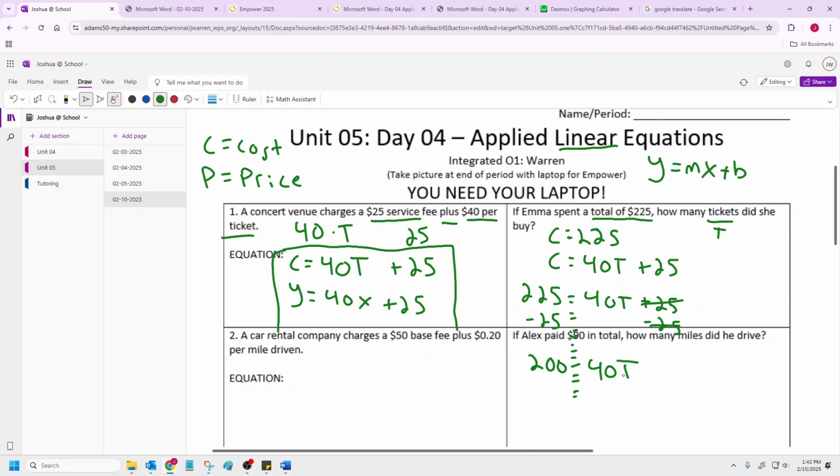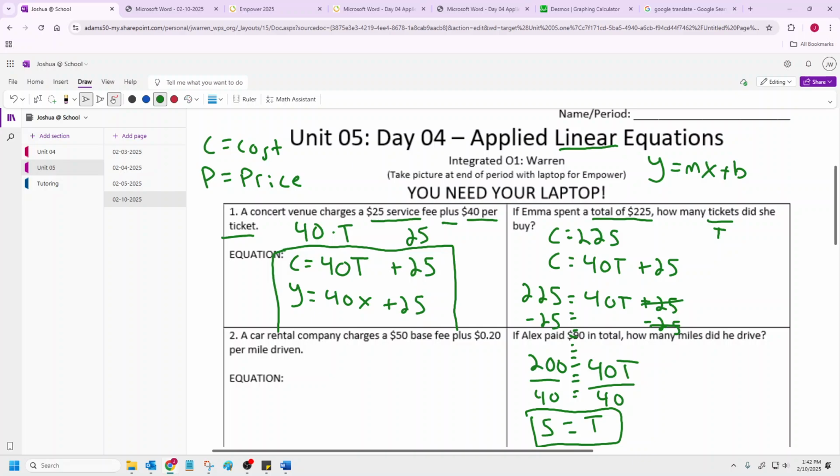40 times t. What is the opposite of multiplication? It is division. So when I divide on one side, I must divide on the other. So when it's all said and done, she will end up having purchased 5 tickets. The power of math, y'all. We figured out she purchased 5 tickets right there. Now, that's how we solve it by hand.